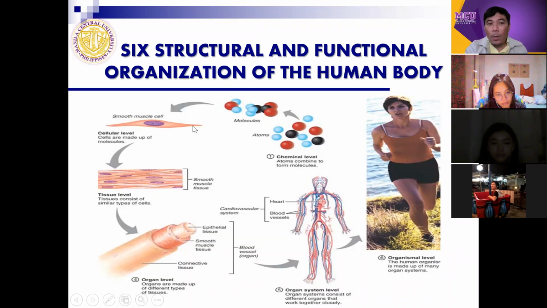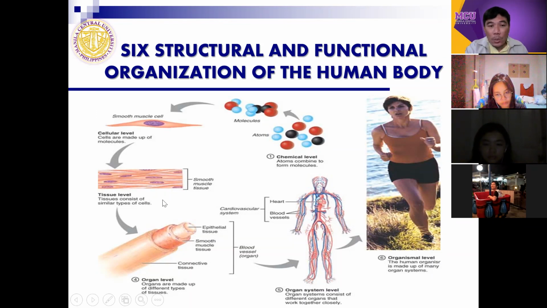So for example, we're talking about smooth muscle cell. Smooth muscle cells are made up of molecules. Always remember that. It always starts with that number one. So that is the second level, which is the cellular level. The next is the tissue level. In the tissue level, once the cells are clustered together, they will compose tissue. So the smooth muscle cells, once clustered together, become smooth muscle tissue. So that's the third level, the tissue level.